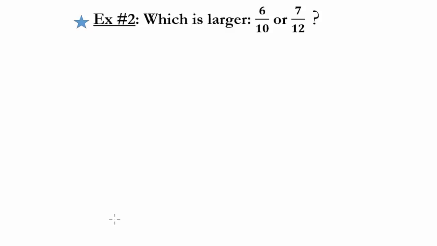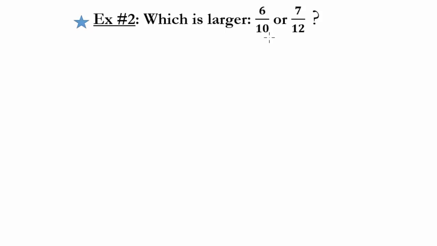Example number 2. Which is larger, 6/10 or 7/12? So here's an example where I look and I could say, oh look, 7 is bigger than 6, so 7/12 is larger, all done. And if they were measuring the same thing, then that would be correct, right? But they're not. This 7 is talking about twelfths. So you have more of them, but they're smaller, right? Twelfths are smaller than tenths.